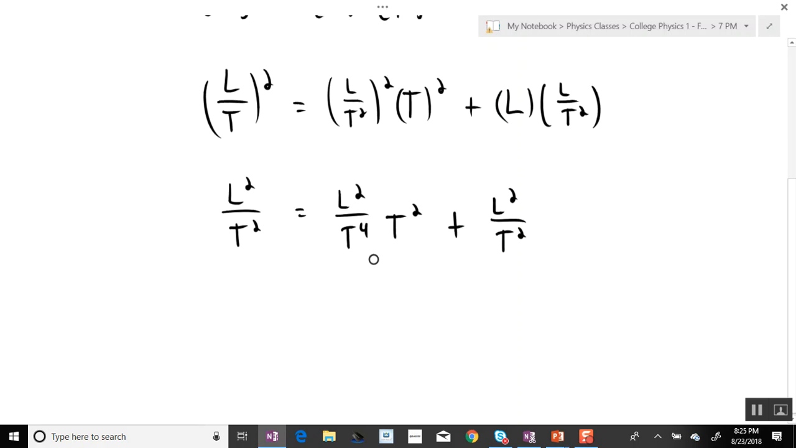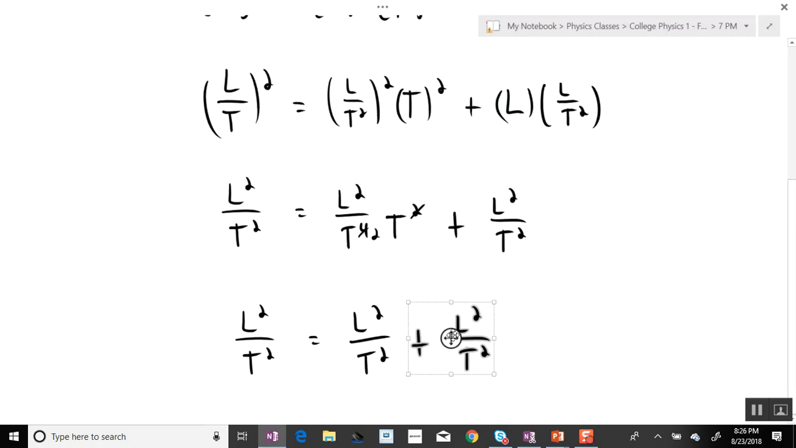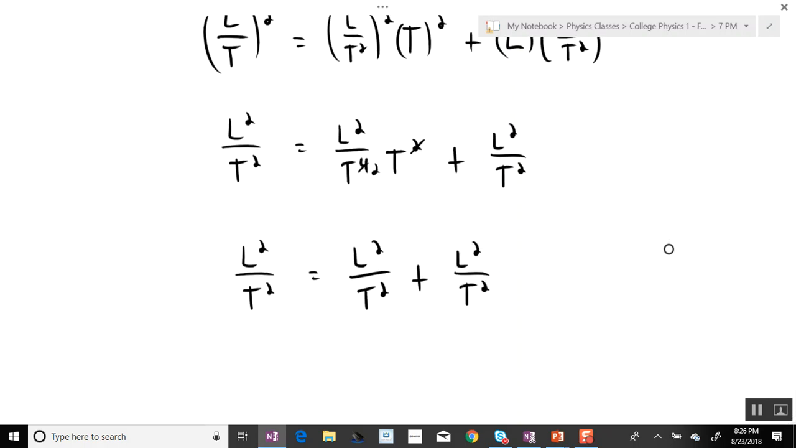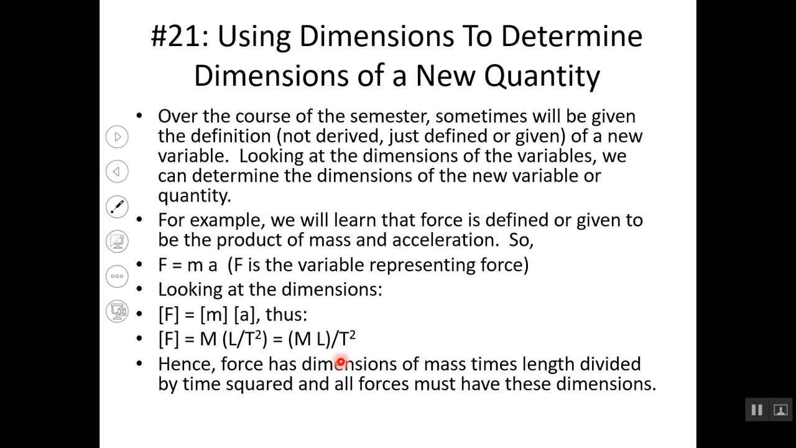What does the middle thing simplify to? If I multiply L squared divided by t to the 4th times t squared, what does it simplify to? Two of these cancel out, right? Anyhow, the point is every single term in here is the same. It's L squared over t squared. Everything on both the left-hand side and the right-hand side is L squared over t squared.